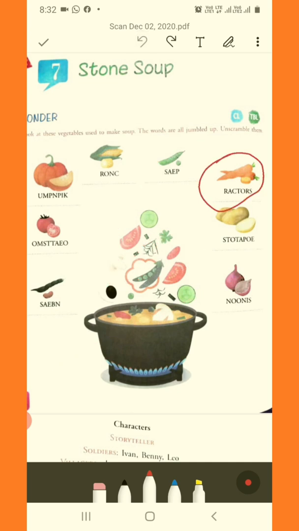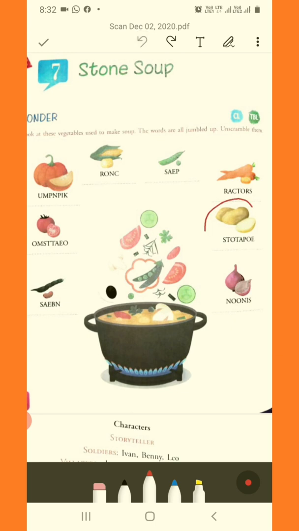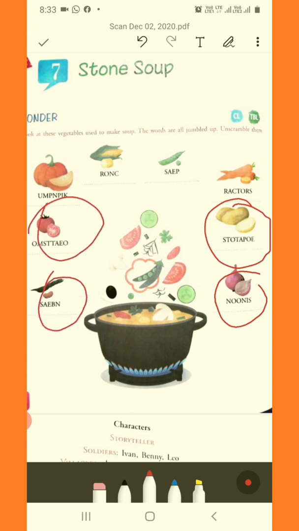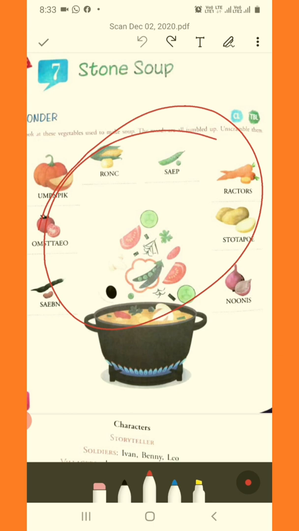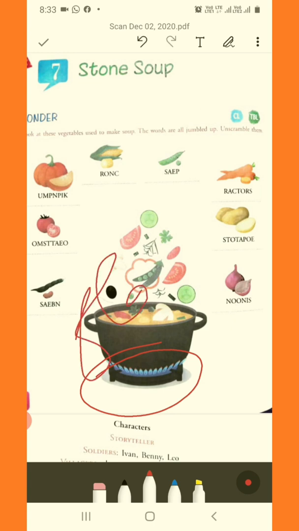And what is it? Carrots. CARROTS. That's a potato over here. These are onions. These are beans. And these are tomatoes. Clear? If you add all this, your soup is going to be fantastic. Alright? And this is flame. Fire where you cook. Okay?